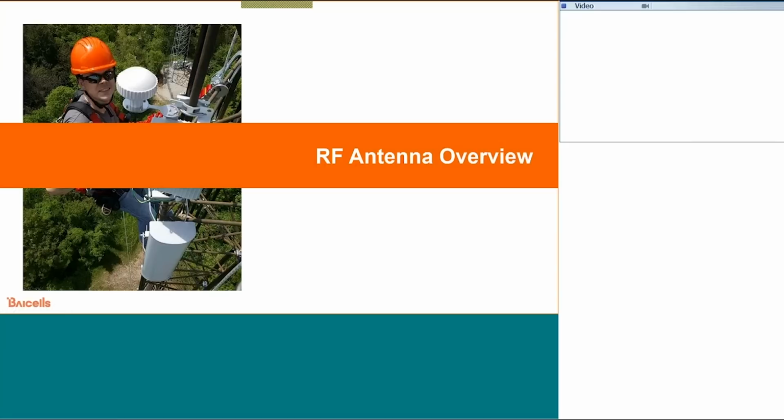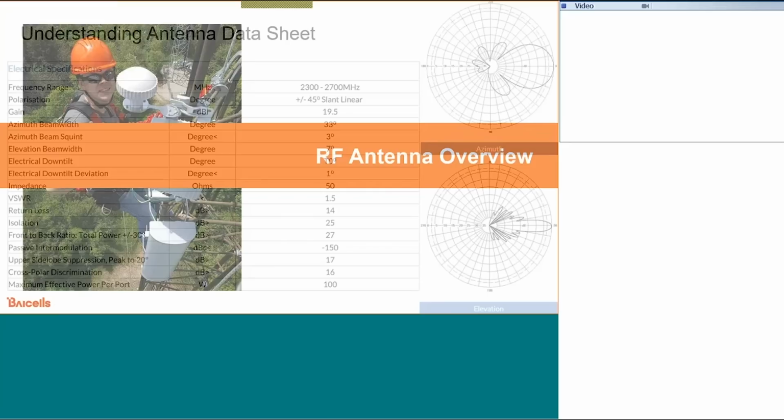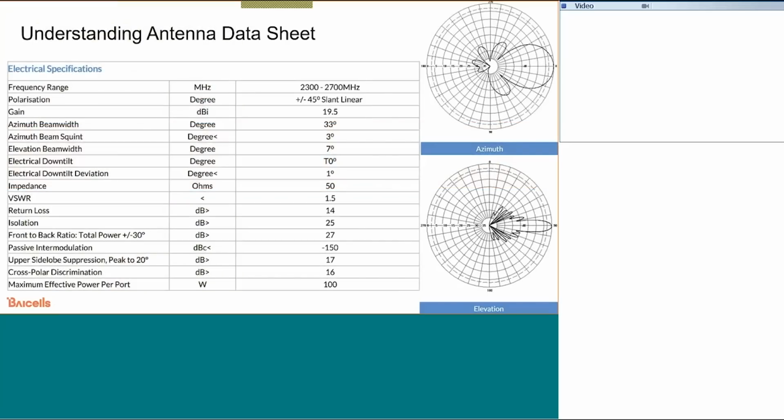Next, we'll go over how to read the antenna spec sheet. This is very important for network deployment. Just a basic understanding of what values to look for and how to read the antenna data sheet. This is a typical data sheet I took off one of our vendors. I'll go over each one of these terminologies and which ones you should pay attention to.